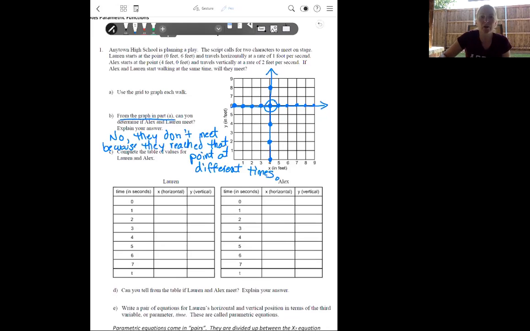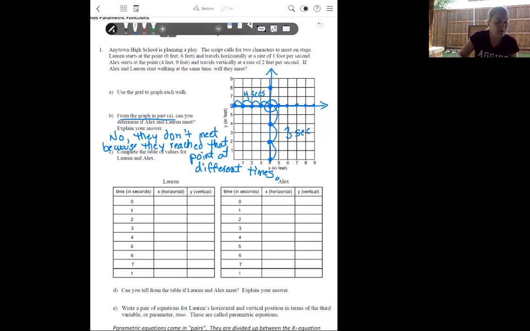All right, if we look at it, we can see it took Lauren how many seconds to get to that intersection point? 1, 2, 3, 4. It took Lauren 4 seconds. Now let's look at Alex. How many seconds did it take Alex to get there? 1, 2, 3. So Alex got to that intersection point quicker than Lauren did. And so he had already been through that intersection point by the time Lauren had arrived there. So based off of what we've just seen, we're going to complete the table of values for both Lauren and Alex.